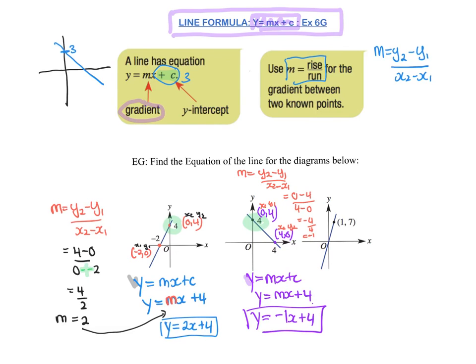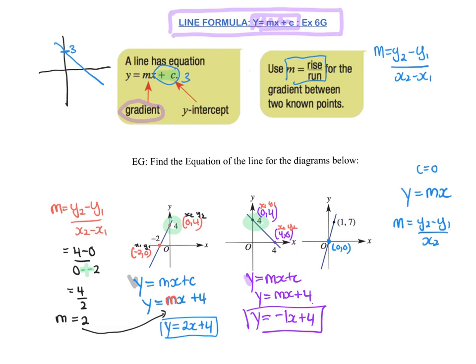Just going to rub that out because it's in the way of this last one. So let's do this last one. Okay, when it crosses through here, that's going through the origin, which is 0, 0. So we really know that c equals 0. So for this one, the equation is just going to be y equals mx. So all we need to do is actually find m.